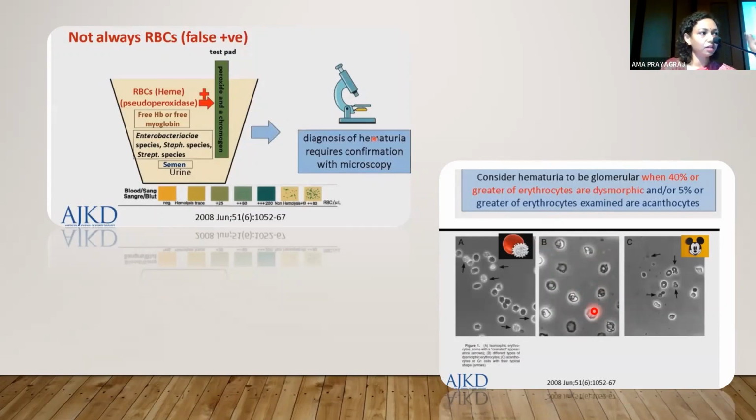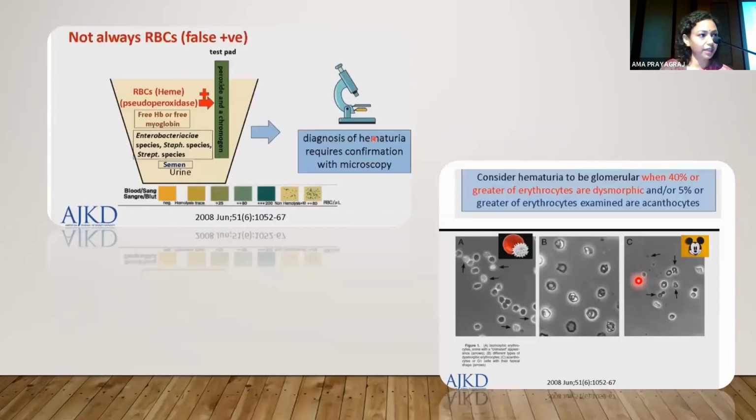Dysmorphic means they are RBCs of different morphologies. We can see here we have some different shapes and sizes of RBCs. Here we have some blebbing on the surface of the RBCs, like the ears of Mickey Mouse. So these are dysmorphic RBCs, and the cutoff for this is more than 40%. Only then we consider the hematuria to be of glomerular origin.